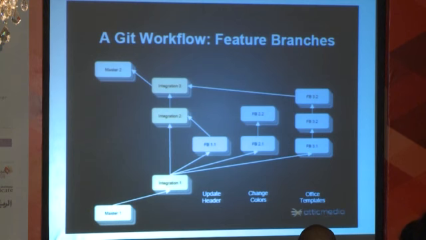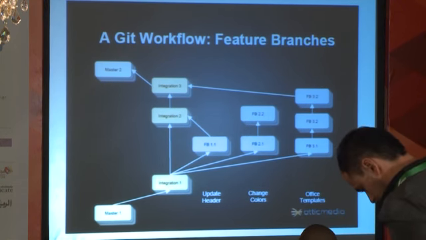So what you get with branches is the ability to do that. The idea is that you can create a branch for your updating the header work. You can create a branch for your changing the brand colors work, and you can create a branch for changing your Office templates work. Each of those is completely independent, and you carry on and you make your commits, you make your revisions in each of those branches, and they are completely independent.